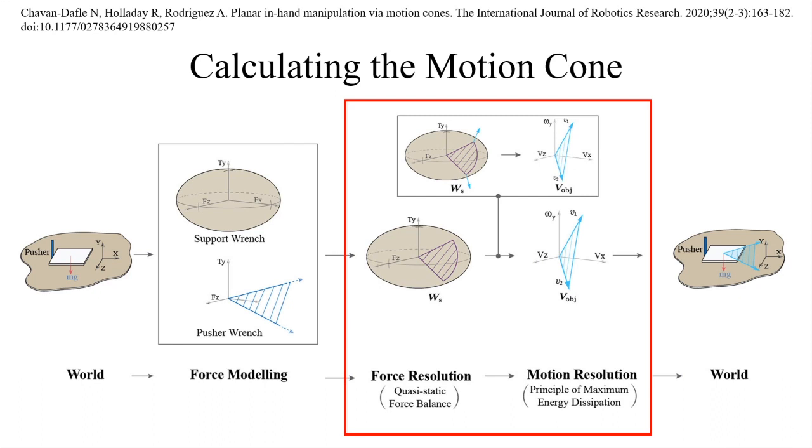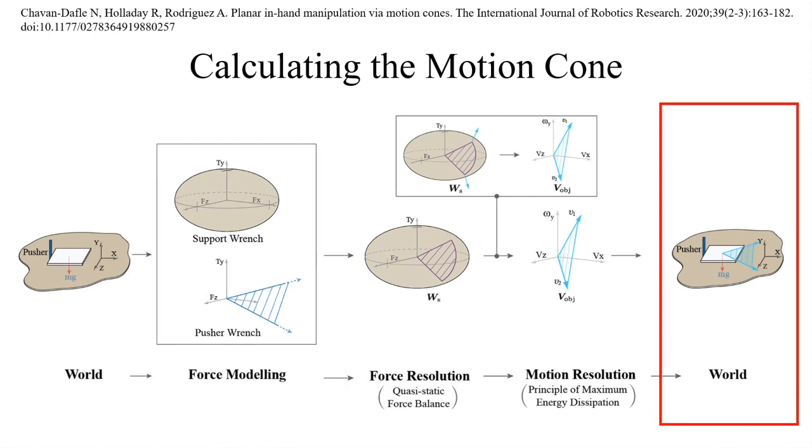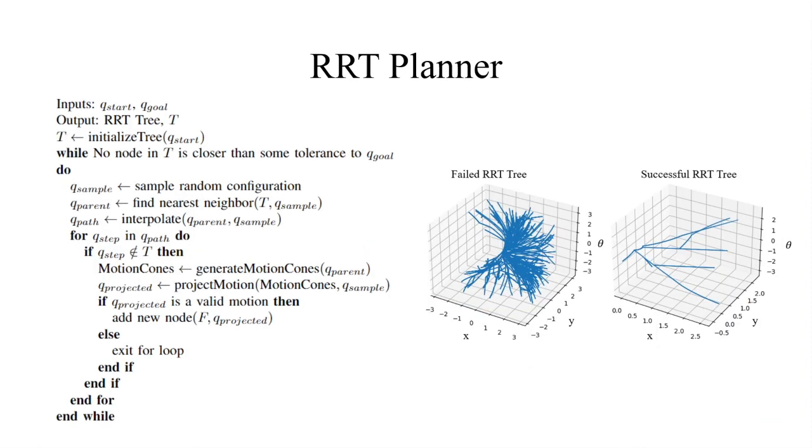We can find the motions that result from this process through the vectors perpendicular to the limit surface at the locations where the pusher wrench intersects. The set of all of these possible vectors forms a motion cone, which we can finally represent in the world frame. Using motion cones to validate potential pushes, I successfully implemented a simple RRT planner.